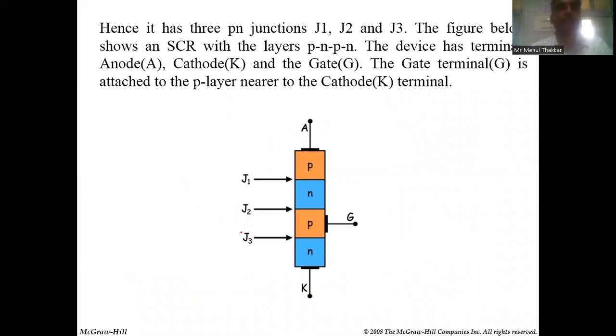So whenever you apply forward bias or reverse bias to P and N type, that is anode to cathode, the conditions of these 3 junctions will be different according to the bias which you are applying. And also there is a role of this gate terminal. I will explain it in the coming slide.